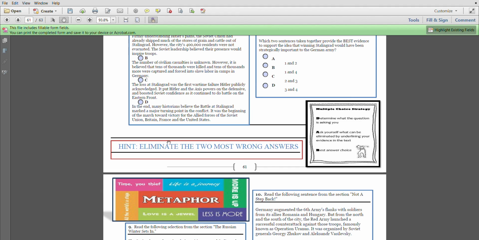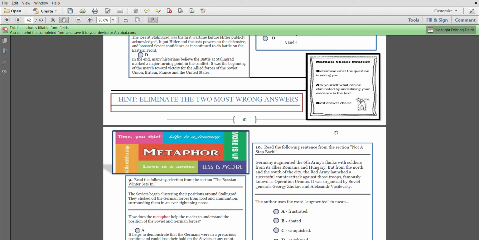Hint, eliminate the most wrong answers. Remember, as we went through our multiple choice skill building, we taught you always eliminate the two most wrong answers, giving you the two most correct answers and a much better chance of getting the answer right. Multiple choice strategy. Determine what the question is asking you. Ask yourself what can be eliminated by underlining your evidence in the text, and make sure you always choose the best of the last two possible answer choices.